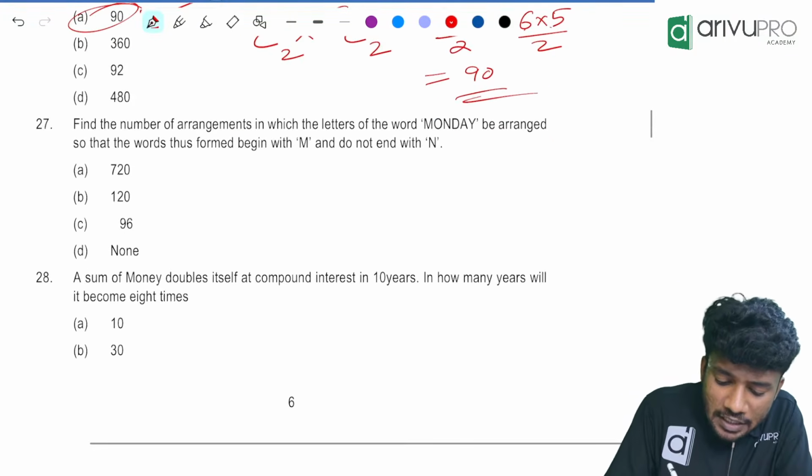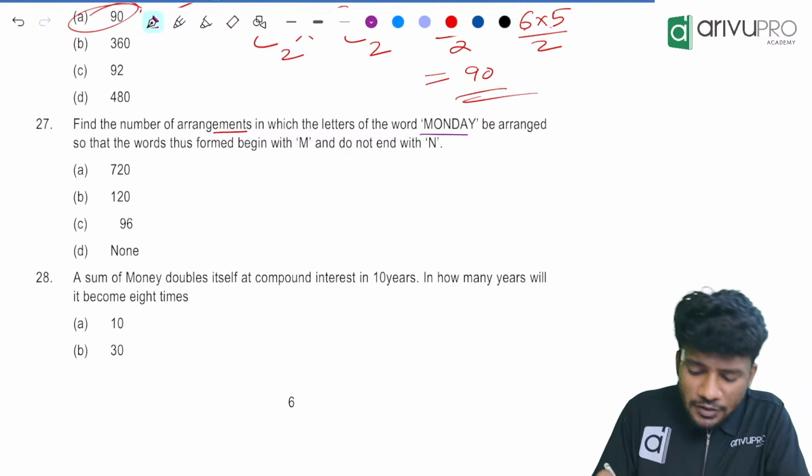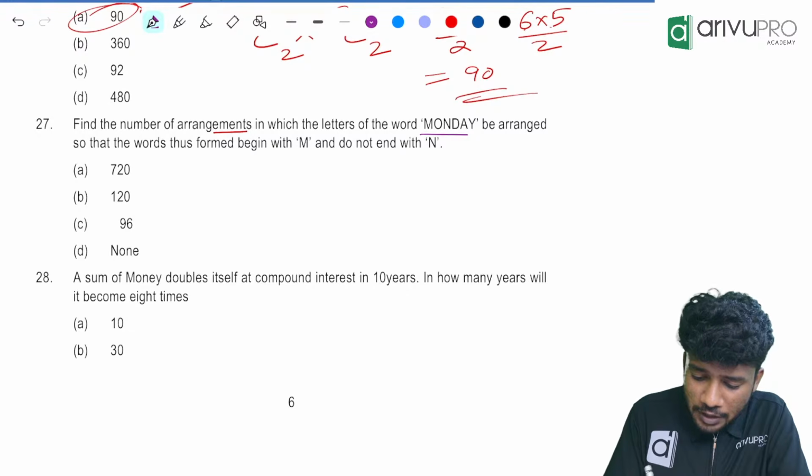Next one. Find the number of arrangements, which we have solved in class, of the letters of the word Monday. How many letters are there in Monday? 6 letters.